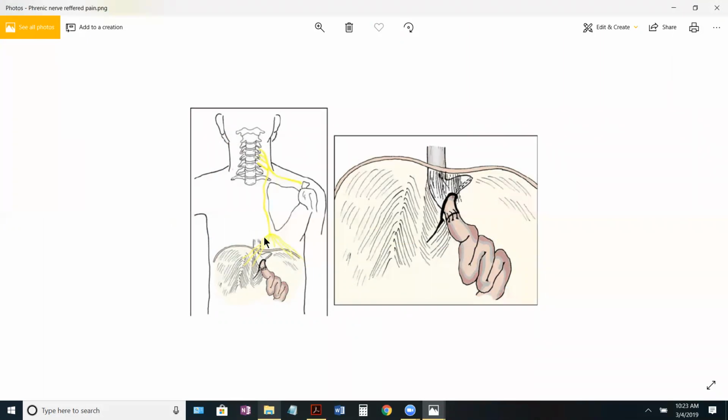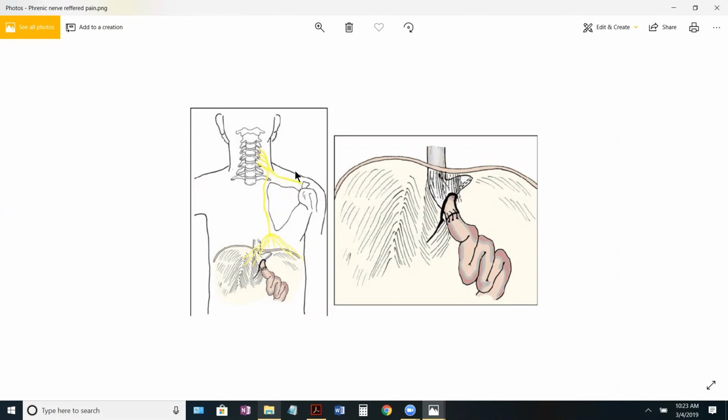Similarly, acute pericarditis can irritate the phrenic nerve. Why? Because this phrenic nerve is lying over the pericardium. So remember that the roots of the spinal cord from where the phrenic nerve is arising, the same roots give rise to the nerves that supply the shoulder region.